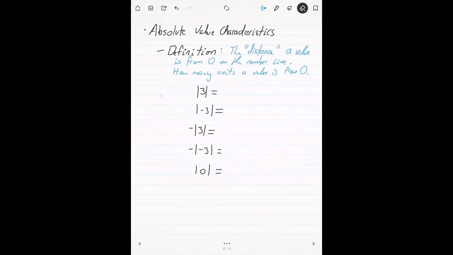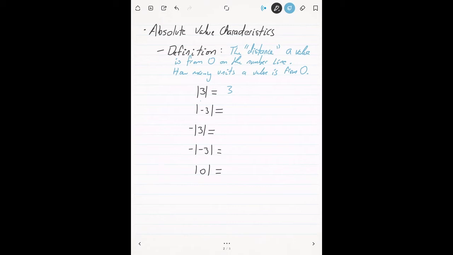So if I say the absolute value of 3, that means how far is 3 away from 0 on the number line? If you imagine a number line with 0, 1, 2, 3, how many units away is 3? Hopefully it's obvious that 3 is 3 units away. Being the number 3 means you have 3 units, so you're 3 units away. So what's the absolute value of 3? How far is it from 0? It's just 3.